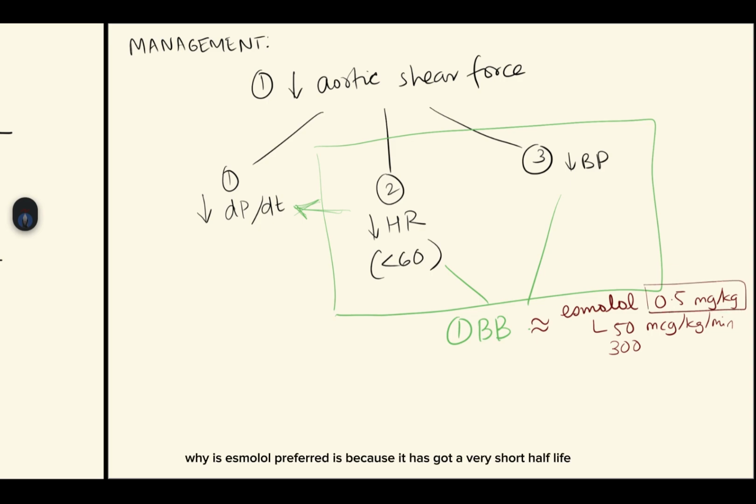Esmolol is preferred because it has a very short half-life, about 9 minutes. It's very titratable, and if the patient deteriorates, that is, the patient becomes bradycardic or hypotensive, then you just stop the infusion and the effect wears off easily. If for some reason esmolol is not available, then the other drug of choice becomes labetalol. We can give around 10 to 20 mg IV every 10 minutes, or you can start the patient on an infusion of 0.5 to 2 mg per minute.